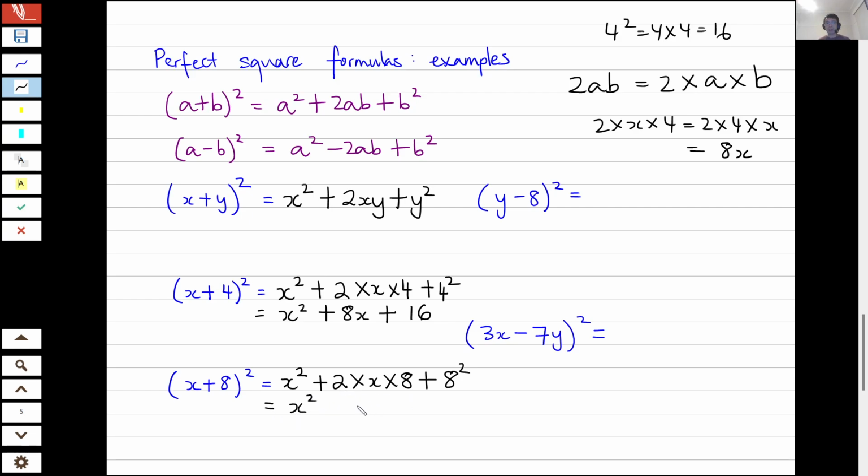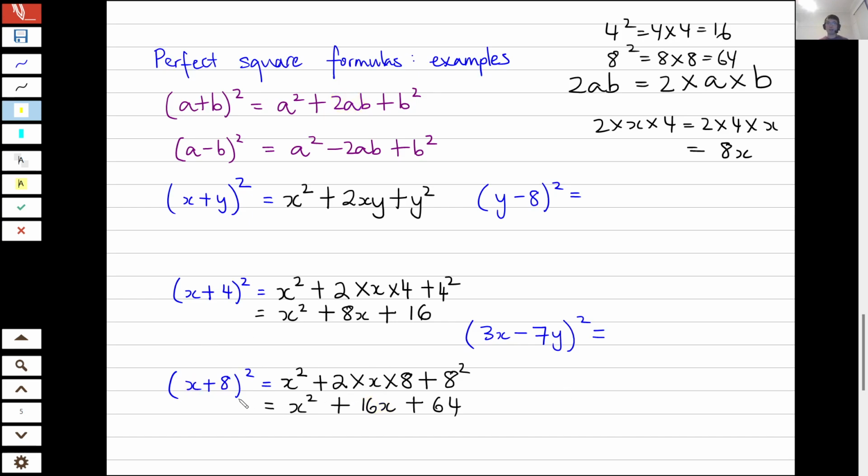2 times 8 gives me 16. 16 times x gives me 16x. And 8 squared is 8 times 8, which gives me 64. Notice, 2 times x times 8 gives me 16x.